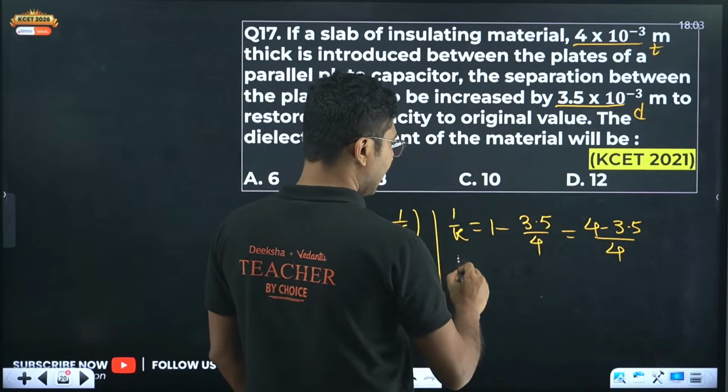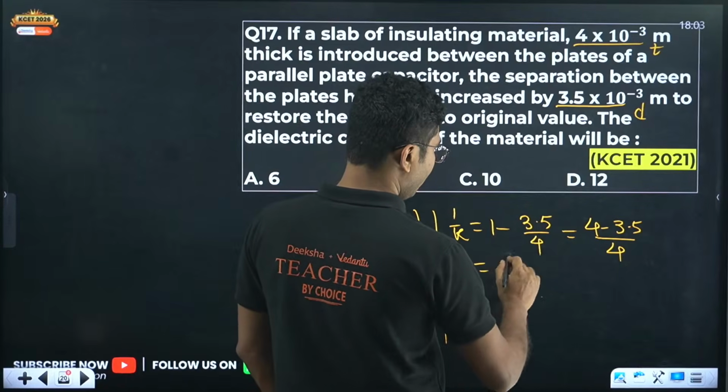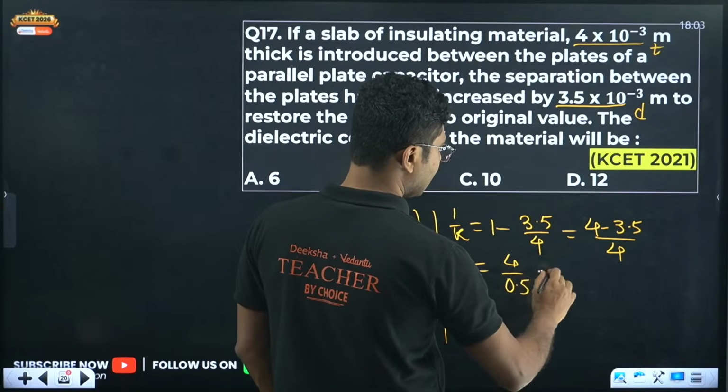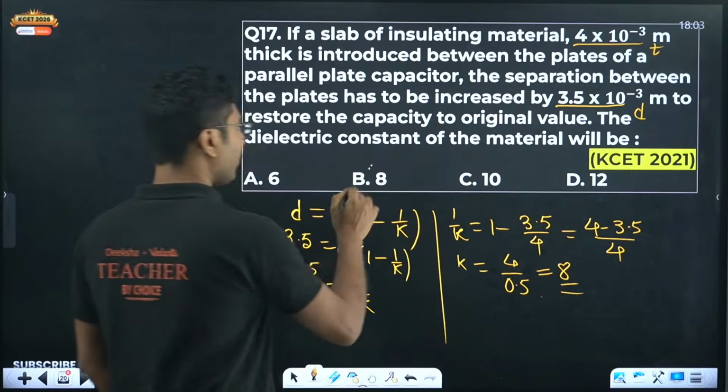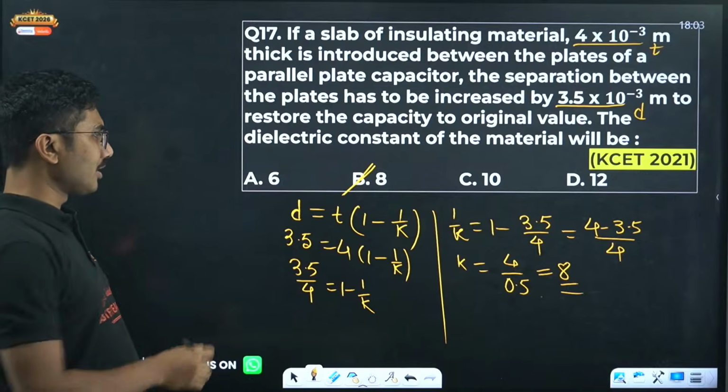So that is K equals 4 by 0.5. Yes, this is correct. So this is 8. Okay, I remember the answer, but I forgot this formula.